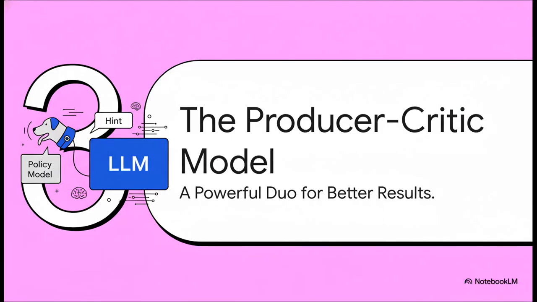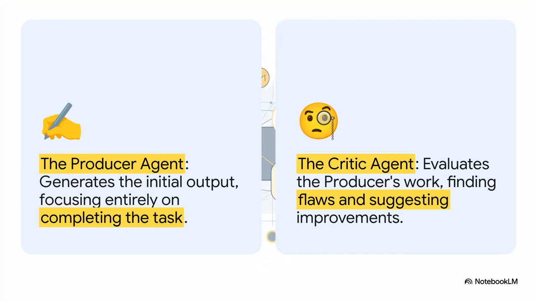Okay, so to make this inner critic as good as it can be, we don't just have one AI agent trying to do everything at once. No, that would be messy. Instead, we split the job into two very distinct roles. And this setup is known as the producer-critic model. It's a really powerful approach. And this division of labor is just brilliant.